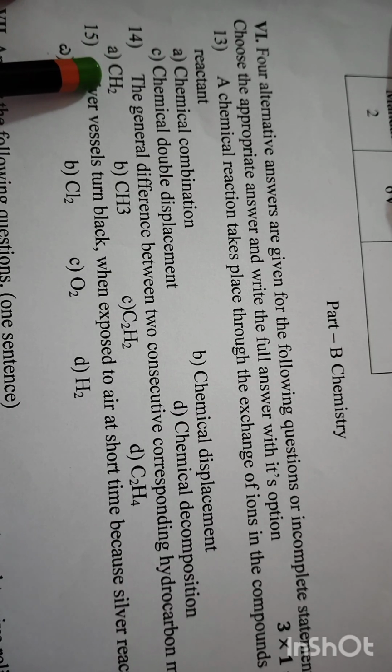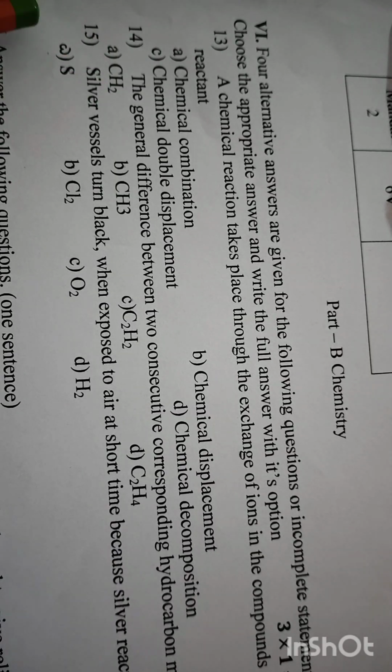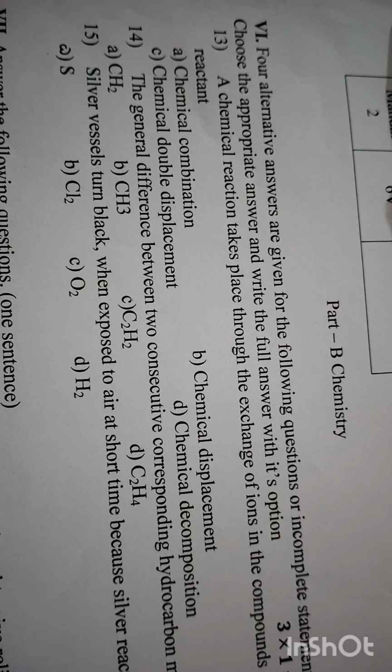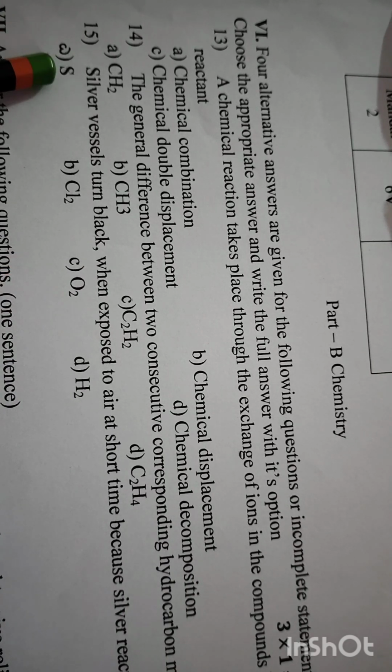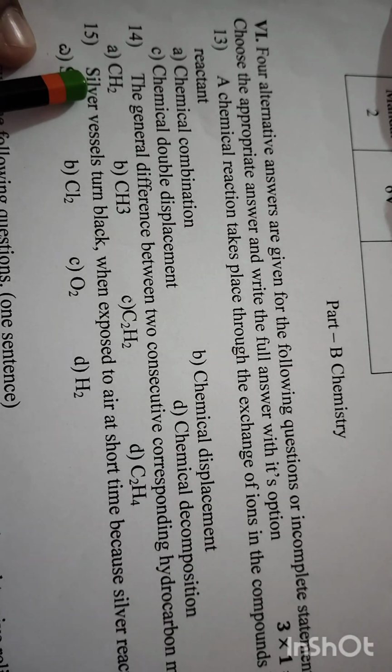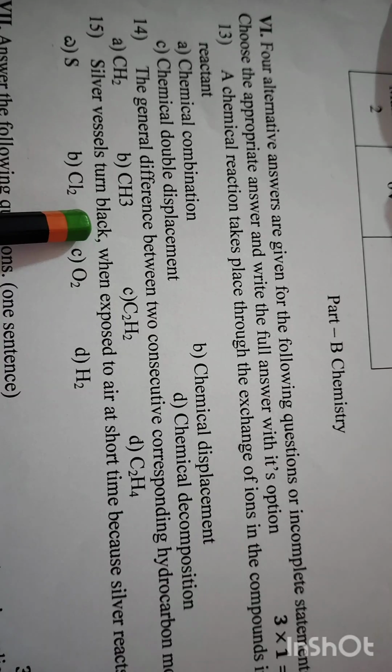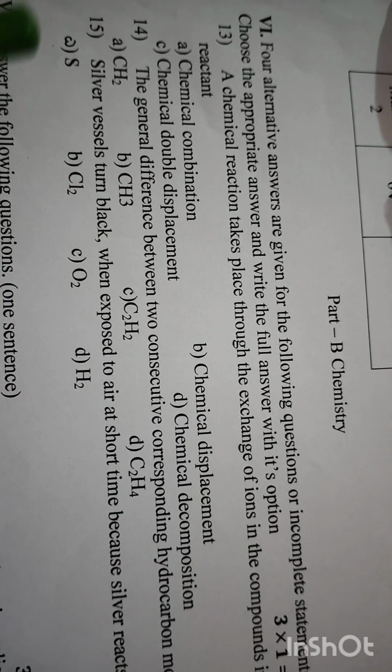Then option A is the correct answer. Next, 15th question: silver vessels turn black when exposed to air for a short time because silver reacts with. Usually silver will not readily react with the hydrogen or oxygen in the atmosphere. Especially it reacts with sulfur. So whenever the sulfur of hydrogen sulfide reacts with the silver vessels, it turns the silver vessels dull or black in color. So that's why option A is the correct answer.